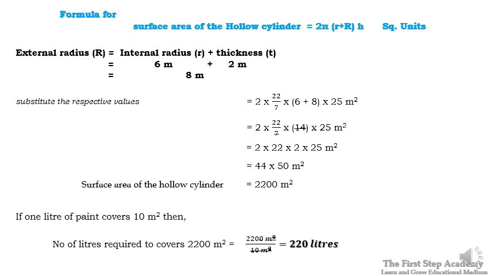So the number of liters required to cover 2200 meters squared of surface area is 220 liters. That's the answer. Hope you understand how to solve this problem.